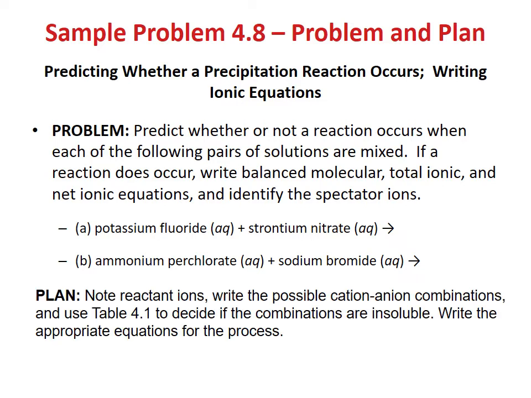To answer this question, we need to first identify all the reactant ions, the cations and the anions in the solution, and write the possible cation-anion combinations, and then use the solubility rules to decide if the combinations are soluble or insoluble. Write the appropriate equation for the processes.